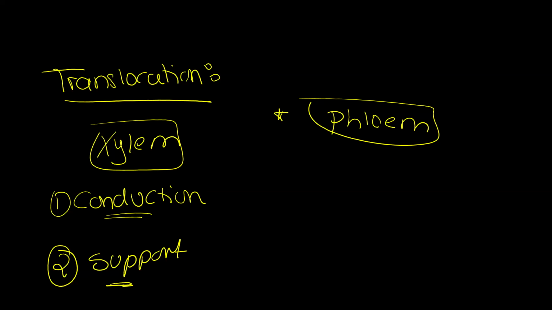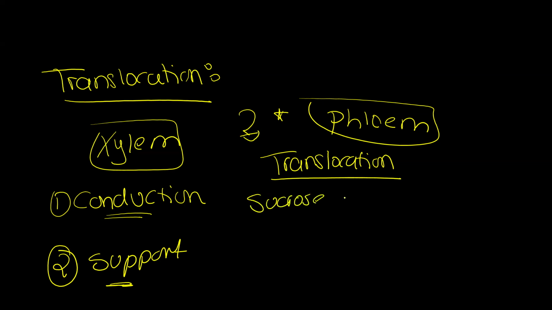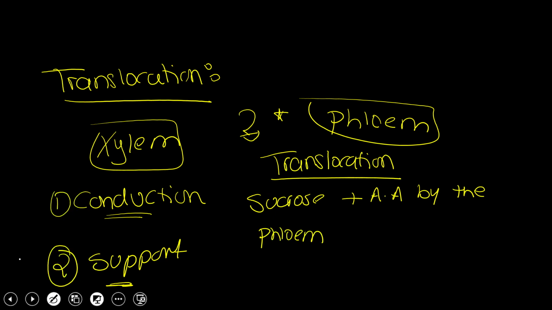If the xylem carries water and ions, very good. The phloem, what's the function? Translocation. And what is translocation? What does the phloem transport? Sucrose and amino acids. Very good. Now, this is the definition of translocation. Translocation is the transport of sucrose and amino acids by the phloem. Please focus with the keywords because you miss marks when you don't write the keywords. So translocation is the transport of sucrose and amino acids by the phloem.